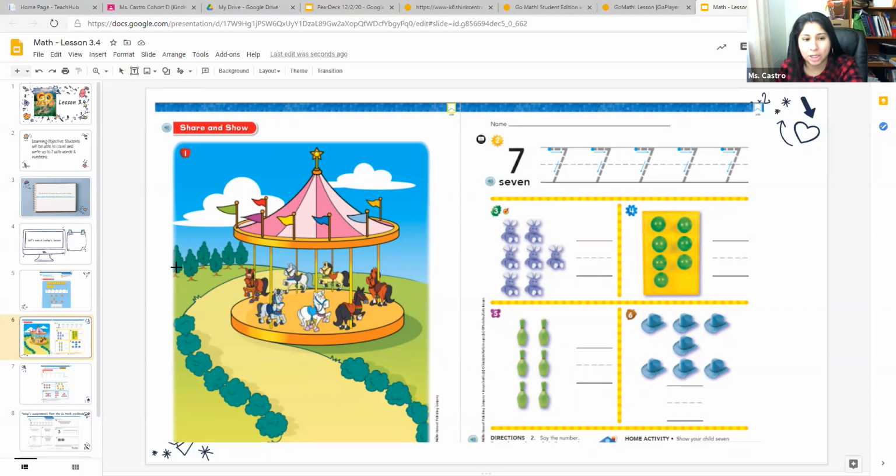Who would like to help Miss Castro count and label the trees that are way back behind the carousel? Who wants to help me with that? Elijah, go ahead. I see you raising your hand. Start counting and labeling, Elijah. Go ahead.